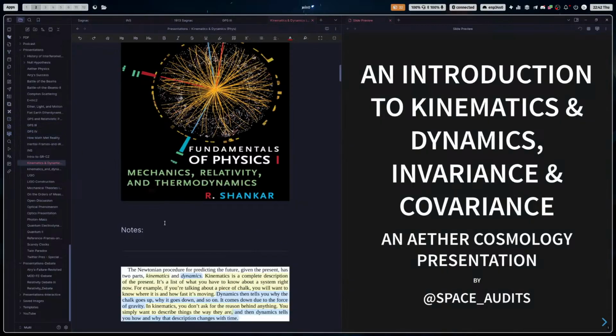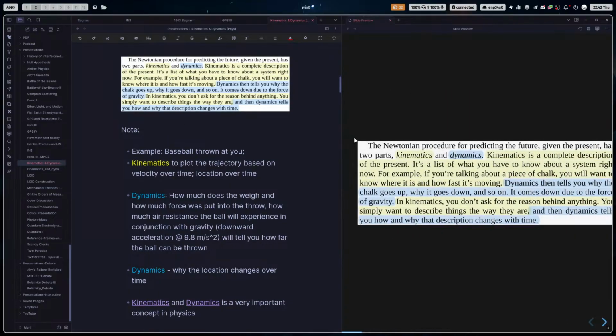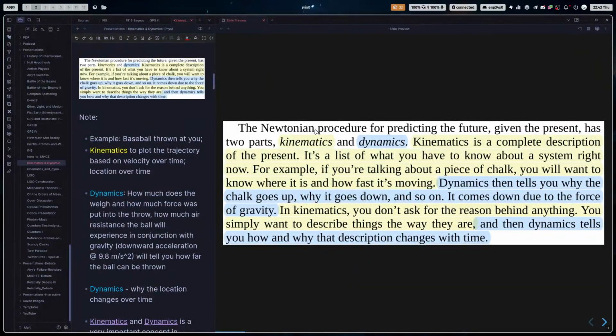So here we have Shankar, one of the most popular physics books known to the lads here. The Newtonian procedure for predicting the future given the present has two parts: kinematics and dynamics. Kinematics is a complete description of the present. It is a list of what you know about the system right now. For example, if you're talking about a piece of chalk, you want to know how fast it's moving. Dynamics tells us how and why the chalk goes up and down. It comes down due to the force of gravity. In kinematics, you don't ask the reason behind anything. You simply describe things the way they are. Dynamics gives the description of why things change with time.